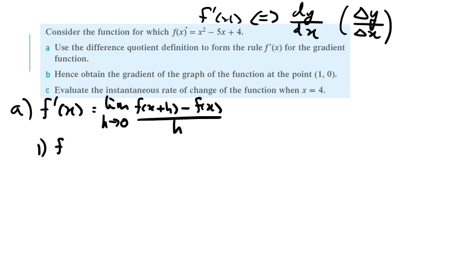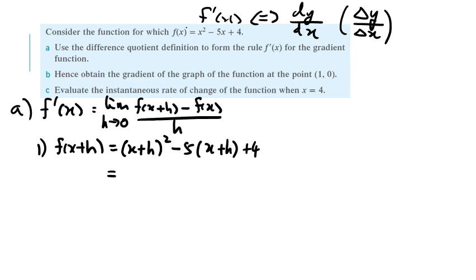Number 1, we need to find f of x plus h. What does that mean that we're doing? Instead of x, we're going to put in x plus h, that's it. So wherever you see an x, for example x squared, you'll put x plus h. Do not forget the brackets, it's the most common mistake that people make. Then minus 5 bracket x plus h plus 4.